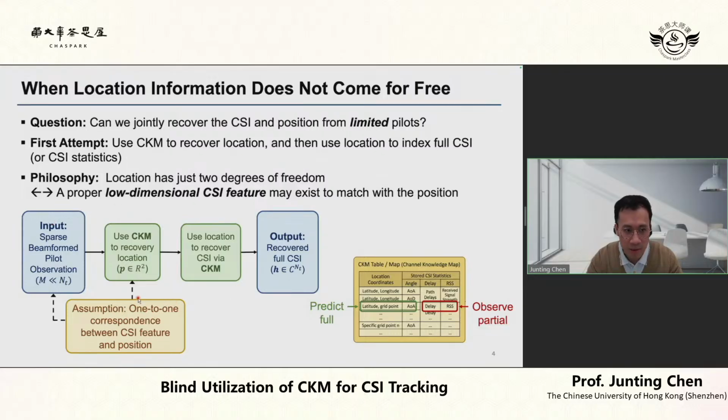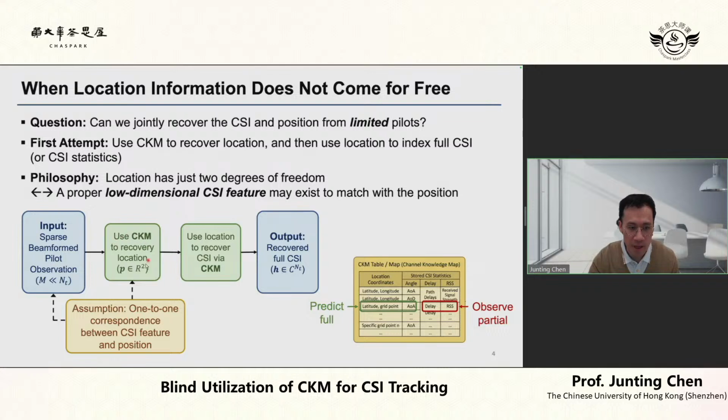So the first attempt would be a process like this. We probably use CKM to recover the location based on some sparse observation of the user. It can be based on some sparse pilots, or some pilot-like information.